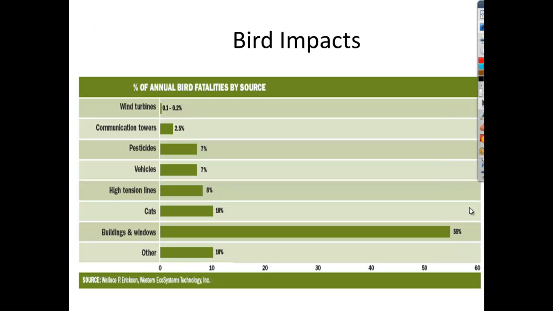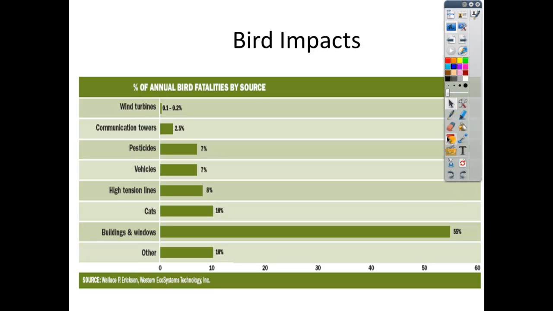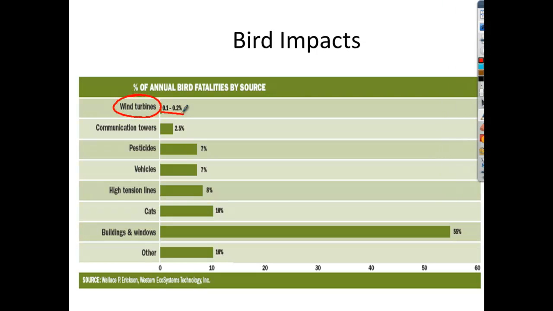Wildlife impact. They always talk about birds and bird fatalities, which is an issue. In this chart you will see that it's not that big of an issue, although a lot of people make it out to be. Wind turbines are here. We're talking about 0.1 to 0.2% of all bird fatalities. If you want to just go down the list, you can take a look at all these different things, and you can see what's the most dangerous to birds. Buildings and windows at 55%.